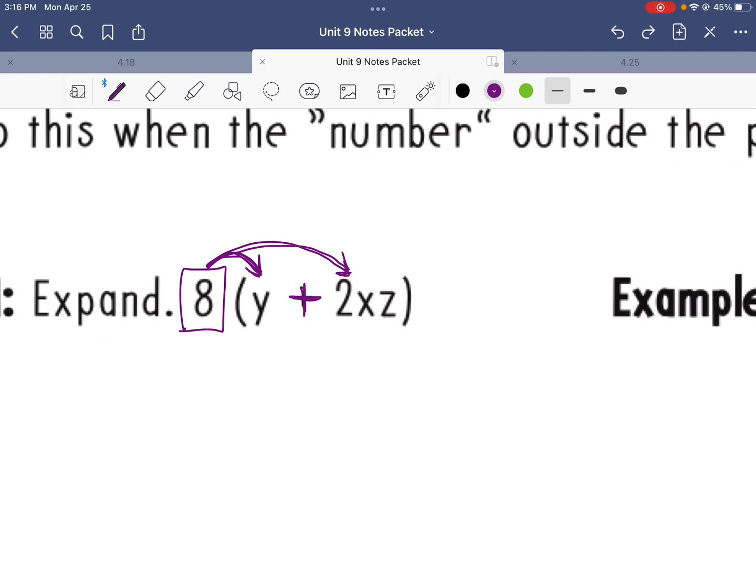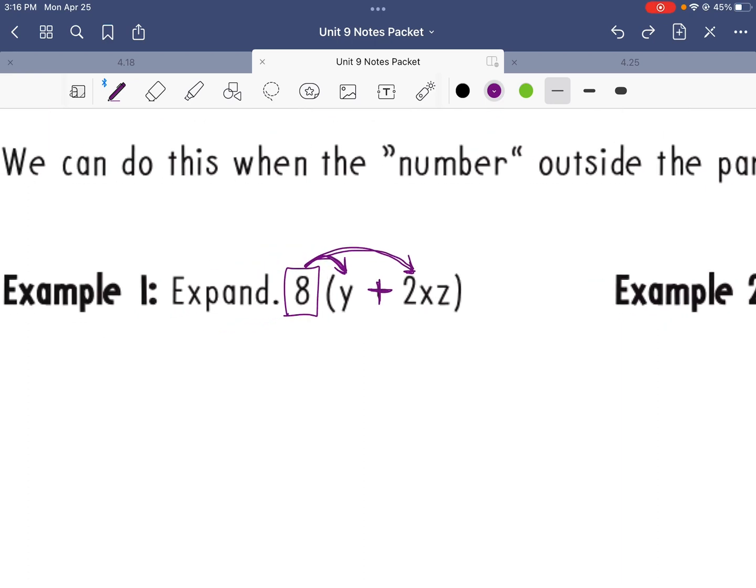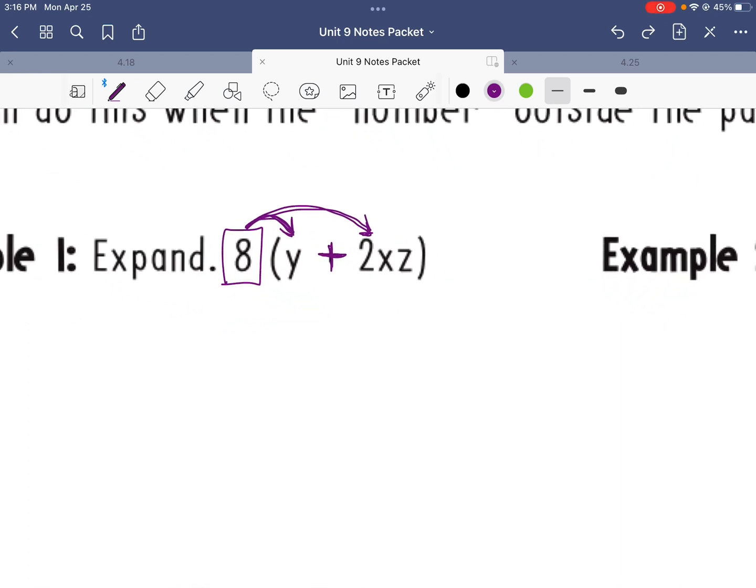So this was once described to me like the mailman, okay? So 8 is the mailman. Now, the mailman has to go to every house. He can't just skip over some of the houses because he feels like it. He has to go to every house. So 8 times y would be 8y.